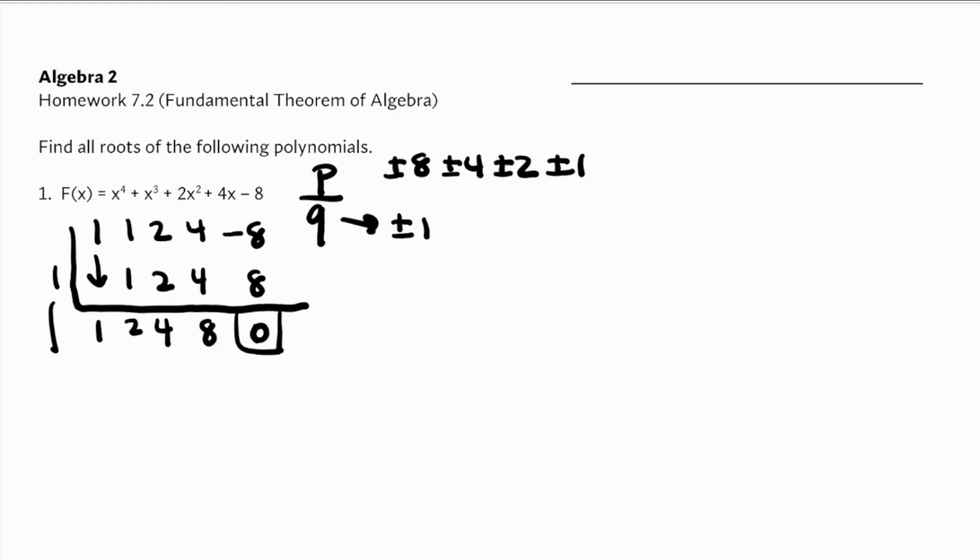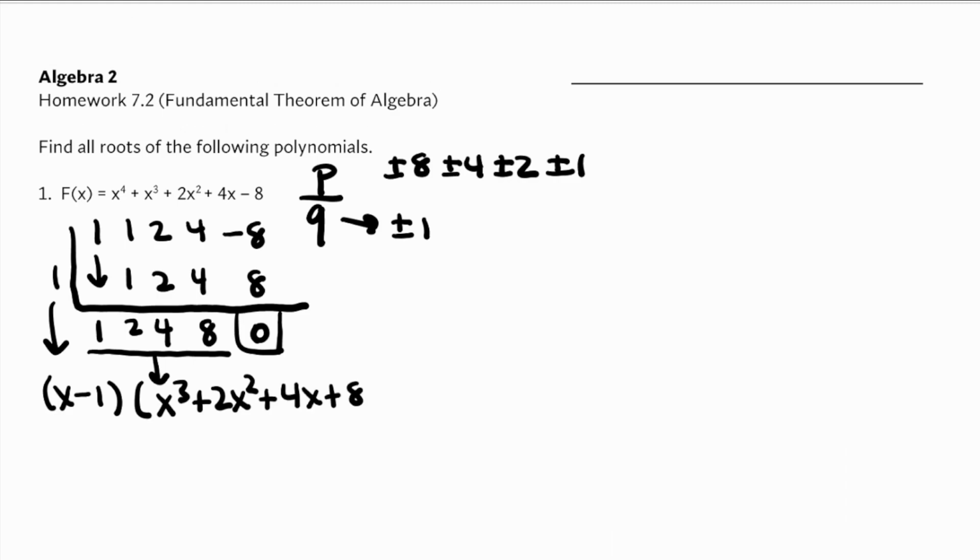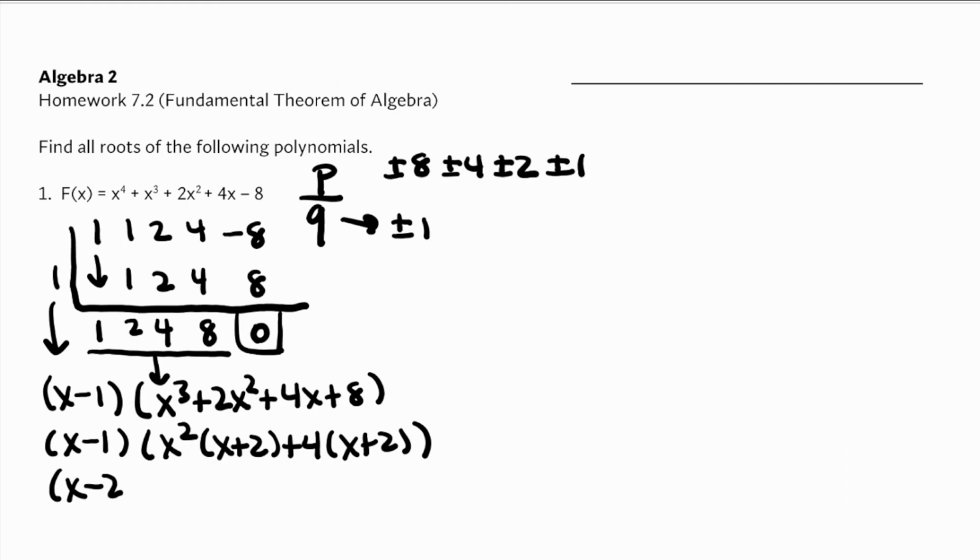And so, from this, I've got an x minus 1, and then from this here, I'm going to have 1x to the third, because I took a fourth degree polynomial and divided out 1 power, plus 2x squared plus 4x plus 8. And I think that's going to be factorable as well with group and factor. So I'm going to say x squared times x plus 2 plus 4 times x plus 2. And then I'm going to factor out that x plus 2. Wait, no. x minus 1, x plus 2. And then I'm left with an x squared plus 4.